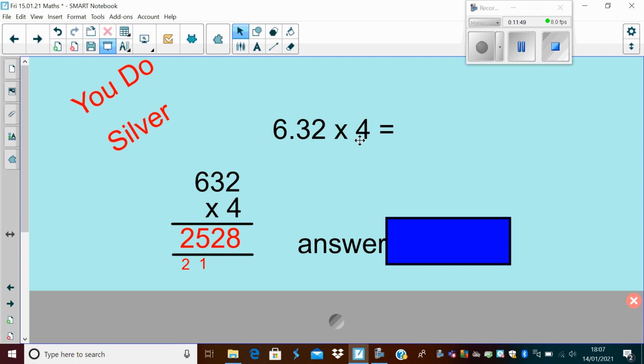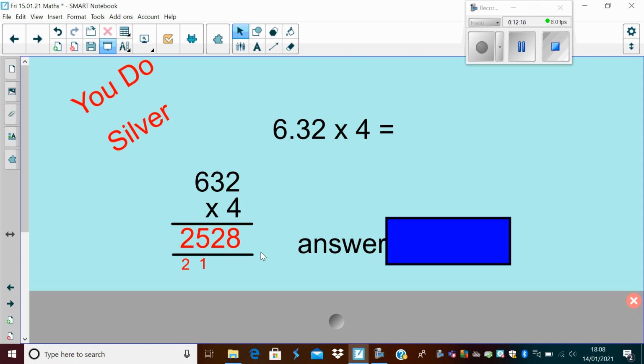First thing I'm going to do is estimate 6 times 4, or 4 times 6, which is going to be about 24 and a bit more than 24. Next, I'm going to ignore the decimal point and do a normal calculation. 4 times 2 is 8, 4 times 3 is 12. Exchange the 1 and I put the 2 in there. 4 times 6 is 24, add the 1, 25.